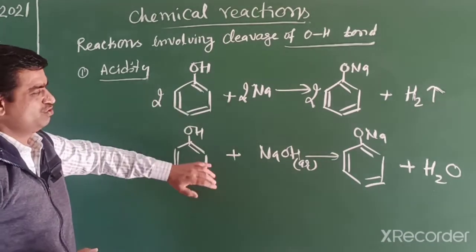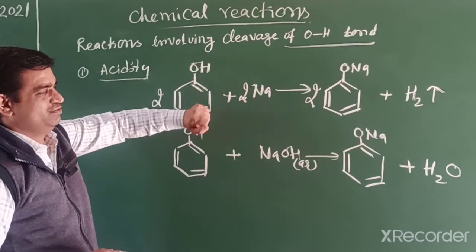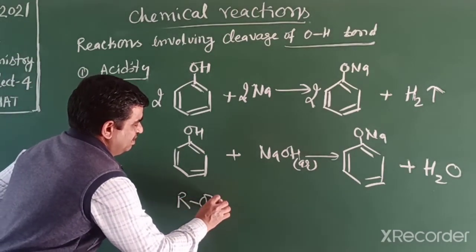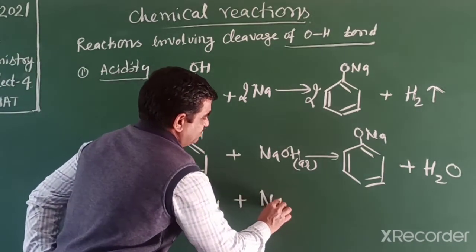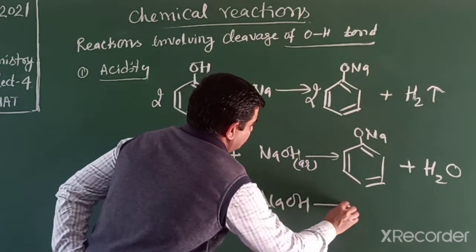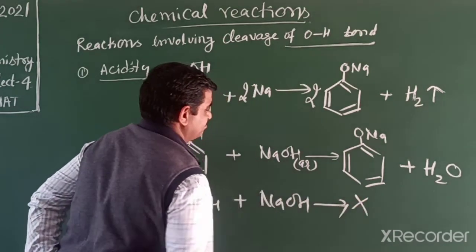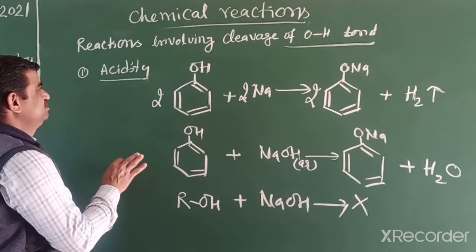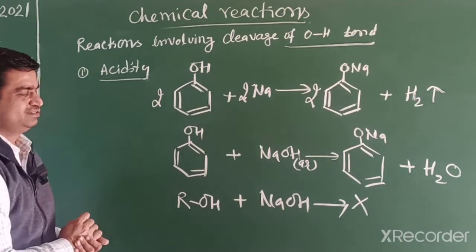Phenols are stronger acids than alcohols. Why? Because alcohol has no reaction with sodium hydroxide, no reaction. This indicates phenols are stronger acids than alcohols.